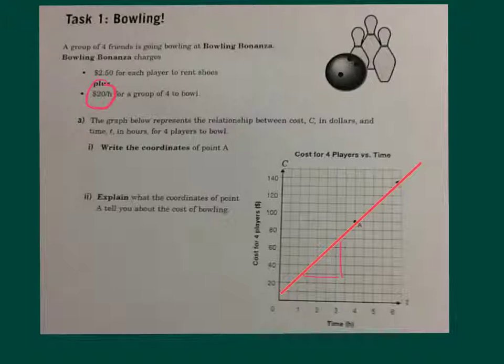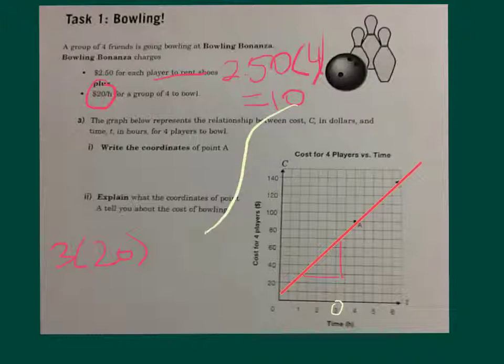And I'm looking at the value for 3 hours, so that's going to be 3 times 20. But I also need to have the cost from the shoes, which they only pay once, but there's 4 people, so it's $2.50 times 4, or $10. And this $10 is going to be my constant here, so I add 10, and that gives me the value 70. That's this output, that checks out, that's on the line.